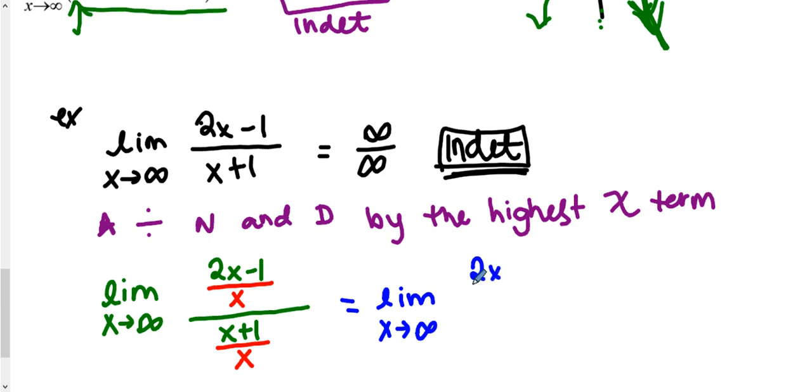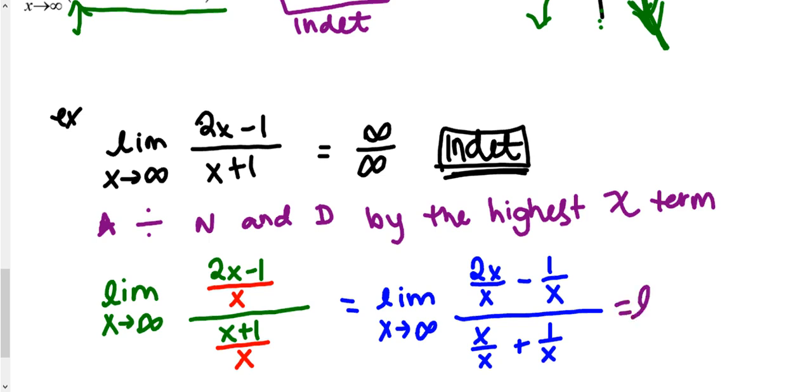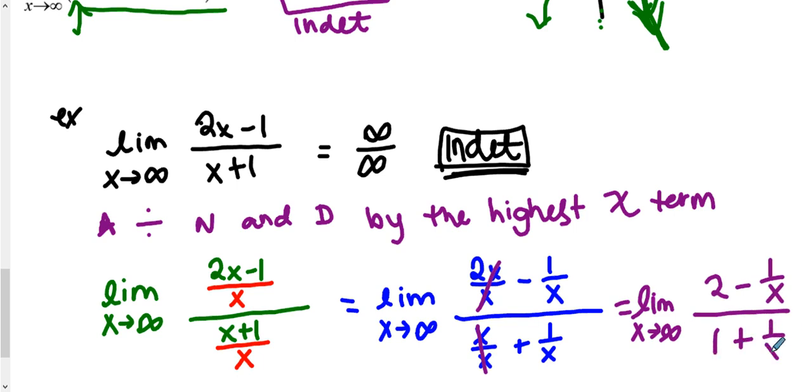So we have 2x divided by x minus 1 divided by x over x divided by x plus 1 divided by x. So we can simplify this again and leave it as the limit as x approaches infinity. But we can cancel things out. Like these two x's can cancel, x divided by x is 1. So we have 2 minus 1 over x, over 1 plus 1 over x.